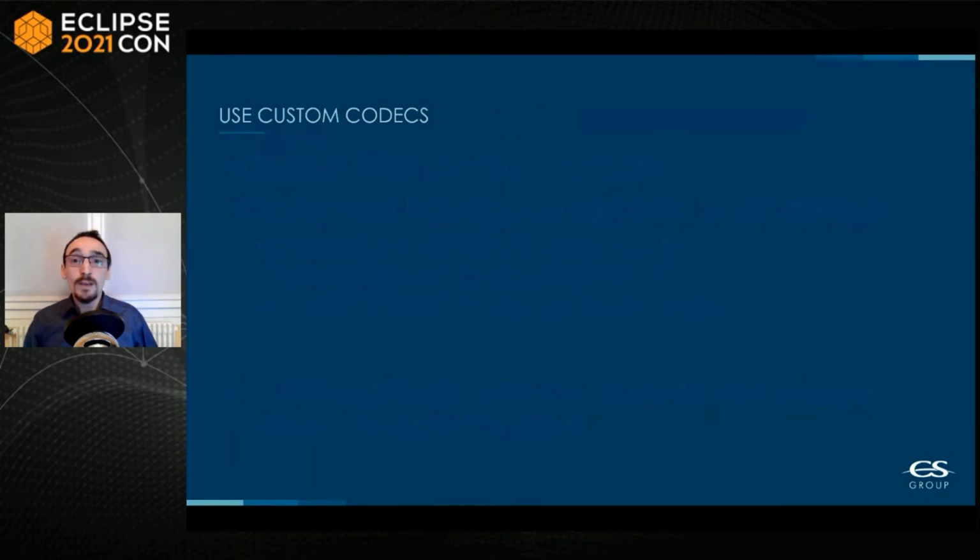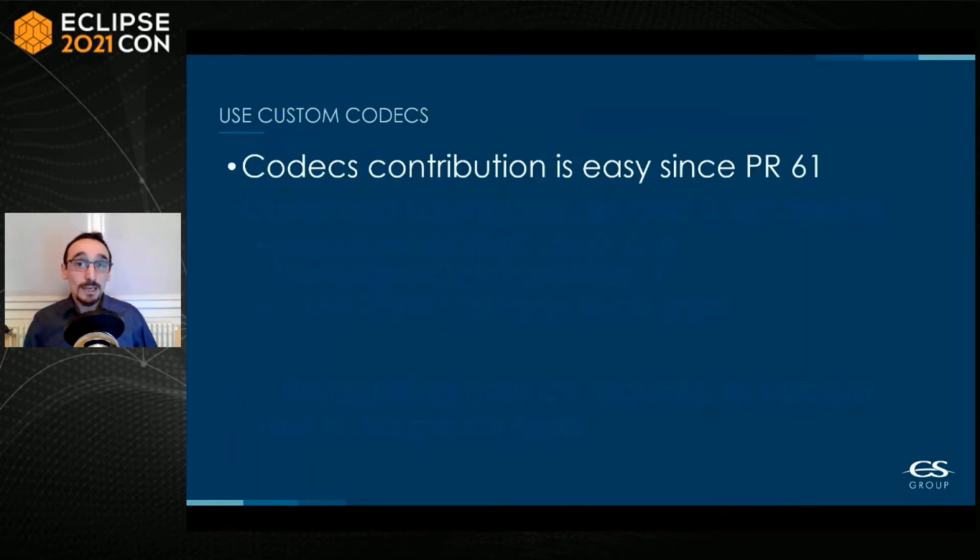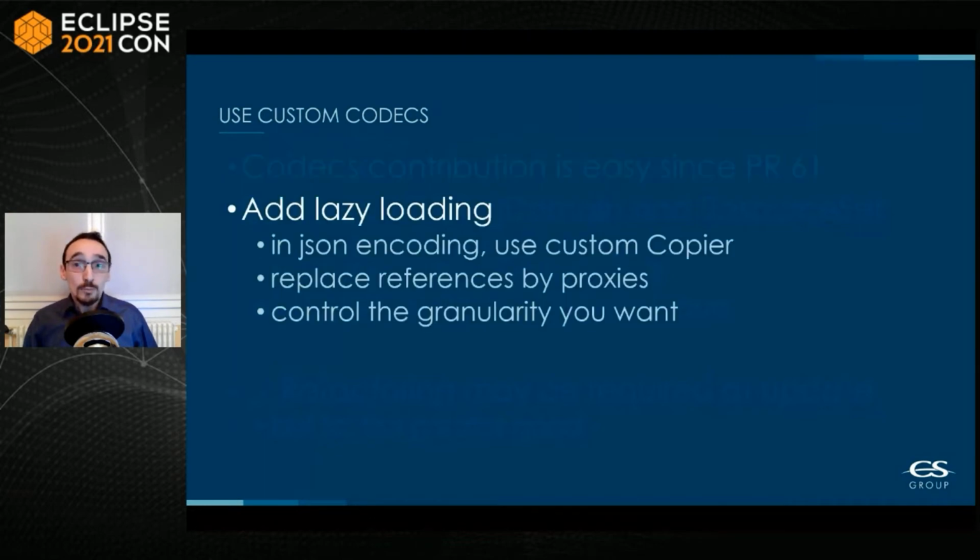Also, you'll probably want to override the Codec. It's now easy after a pull request I made. In your custom Codec, you can add lazy loading. We use a custom serializer in JSON encoding and replace containment references we don't want by proxies. This way, you can control the granularity of objects you want to transmit. For example, our model is organized with data and sub-elements. We just filter out the children data, but not the sub-elements describing the same data.